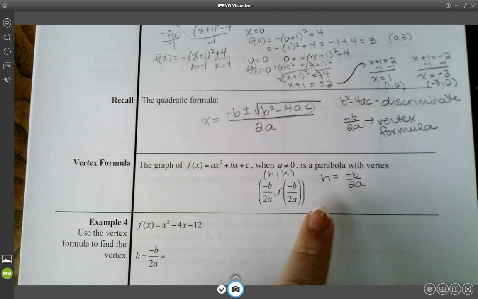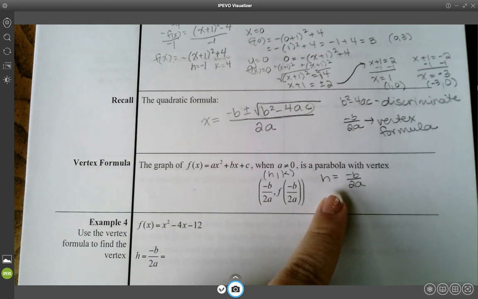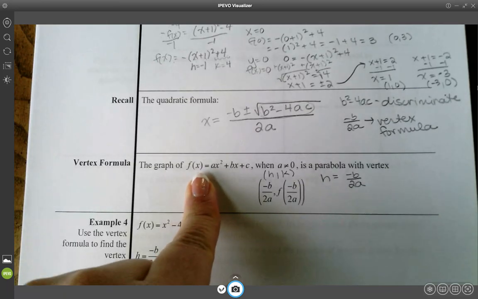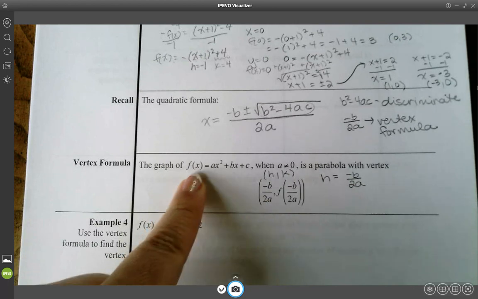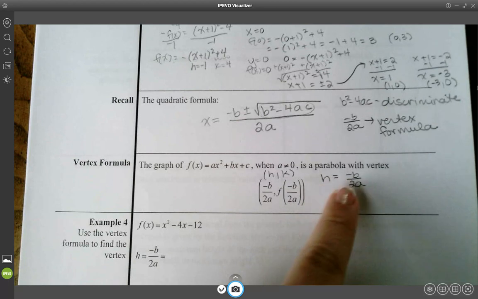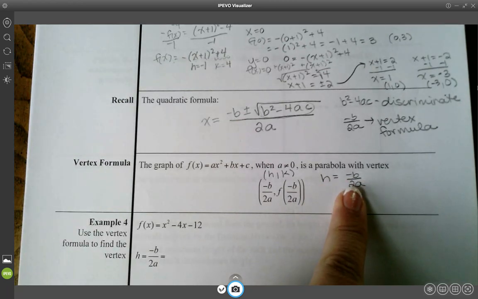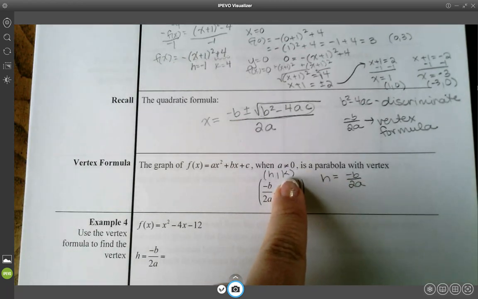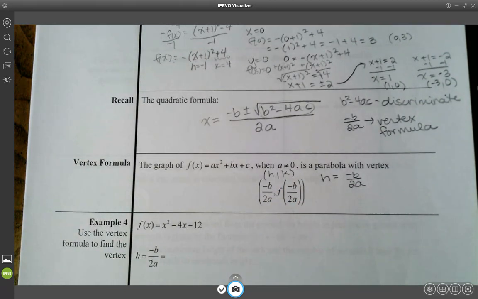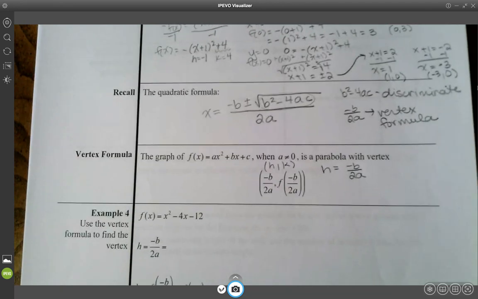The shortcut, instead of having to complete the square in order to find the vertex, is to use the vertex formula. Now, whenever I have an x value, in order to find the y value, I substitute it back into the formula. So if I know that my x value is 2, in order to find the y value, I would substitute all of those x's with 2. So if I know that h is the -b over 2a, then to find k, which is the y value, I substitute that back into my function. So let's see if we can use this in example 4.